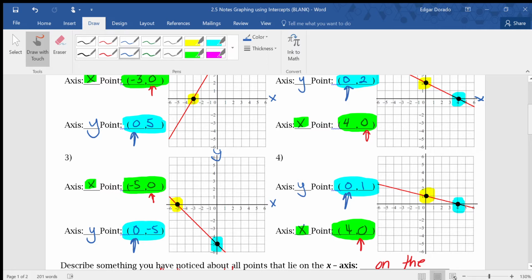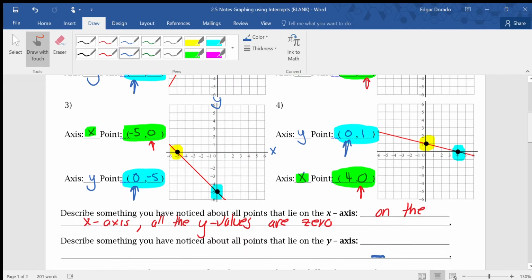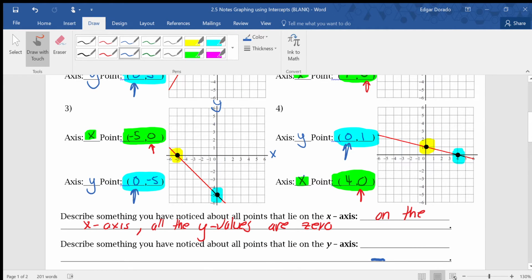So let's go ahead and make that conclusion. Describe something you notice about all the points that lie on the y-axis. We notice that on the y-axis, all of the x values are 0. Okay, so all of the values are 0.